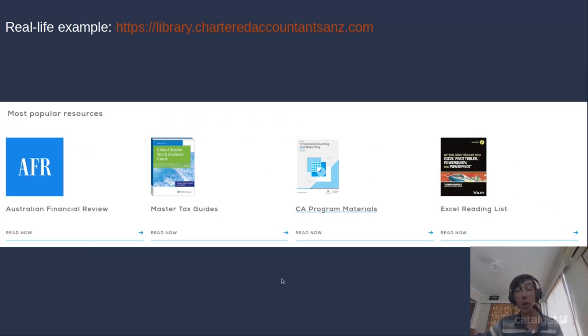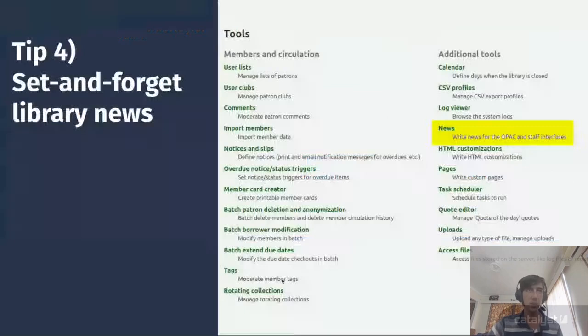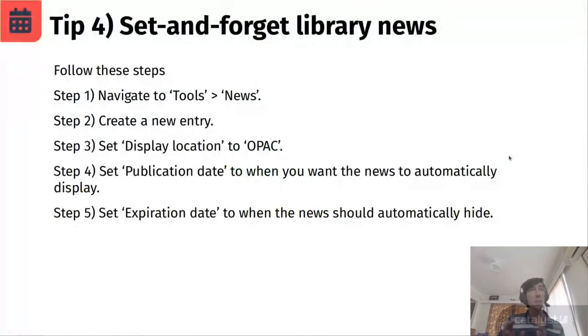So another tip that's really helpful is set and forget library news. So as I've talked about, HTML customisations are different regions within the OPAC homepage, but you can also add news. And you can basically set and forget this news, in that news feature by choosing a publication date for when you want it to automatically display and an expiration date when it should automatically hide.